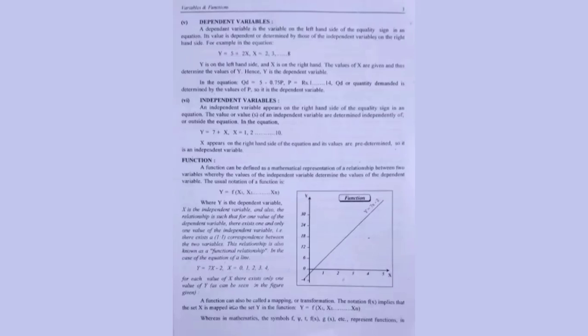Okay, dependent variables. The dependent variable is a variable on the left hand side of the equality sign in an equation. Its value is dependent or determined by those of the independent variables on the right hand side. For example, y is equal to 5 plus 2x, whereas x is equal to 2, 3, and so on up to 8. Now, y is our dependent variable because this variable is depending upon an independent variable that is x.